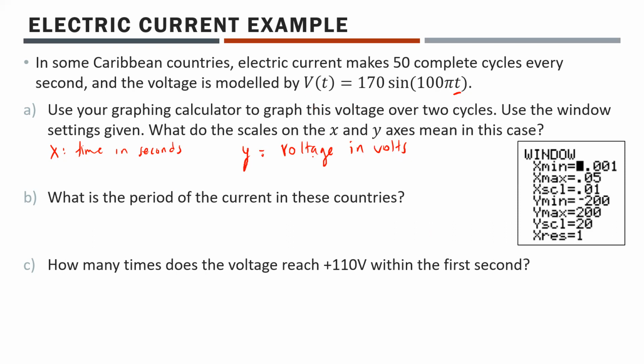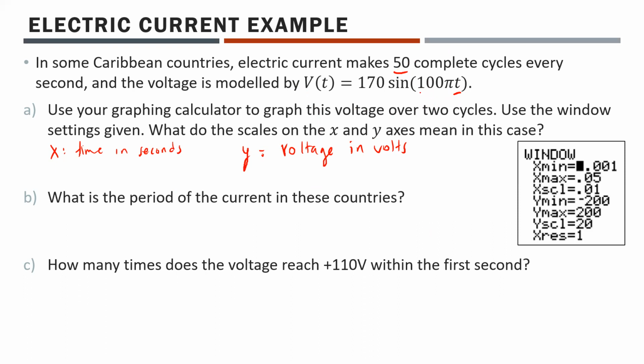Now, B is a little bit more of a tricky question. What is the period of the current in these countries? You can get the period in a couple different ways here. Remember, the period is just how long it takes to complete one cycle. We can see that we have 50 complete cycles every second. So logically, if there are 50 cycles in 1 second, then in 1/50th of a second you'd have a complete cycle. So right there, that'd be the period, 1/50th of a second.